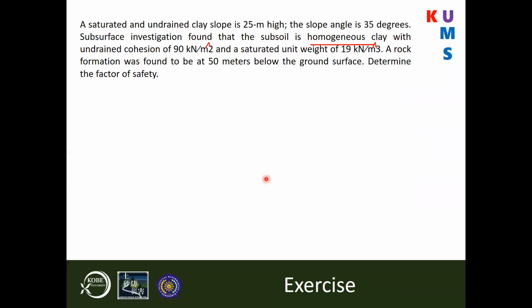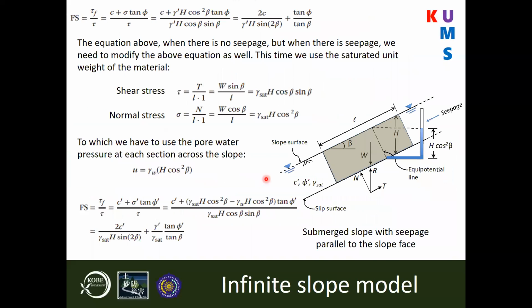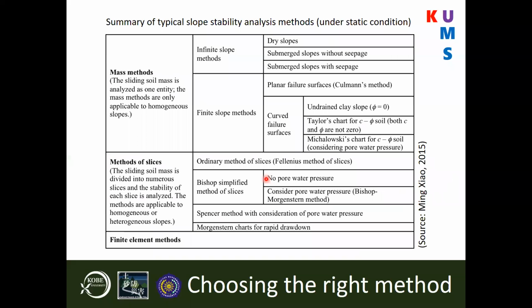So I'm going to recap today. When you think about the math methods, you have either the infinite slope model or the finite slope methods. And in the infinite slope model methods, you can use submerged slope with drainage or seepage, and dry slope. For finite slope methods, you can have the Kuhlmann method when the failure is straight, or you can use curved surfaces.